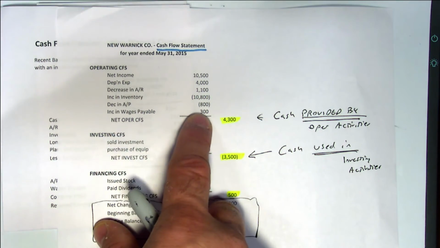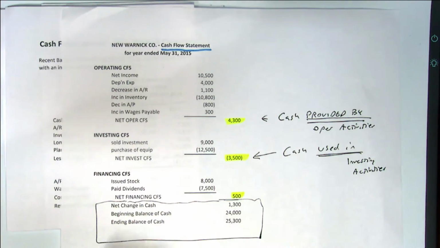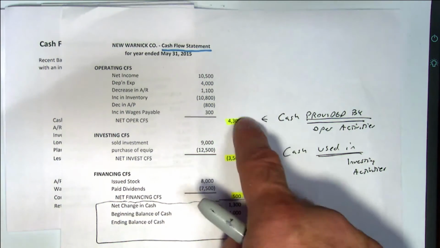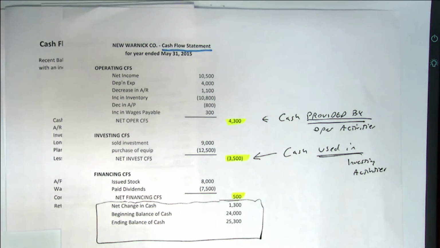And no, everything's right. Increase in wages payable is added. Decrease in AR is added. Everything's right there, but by golly, those three yellow numbers don't add up to what I need them to be. So here's the next step I do as a consultant. I go through every balance sheet account and ask myself, is the change in this balance sheet account somehow represented on my cash flow statement?